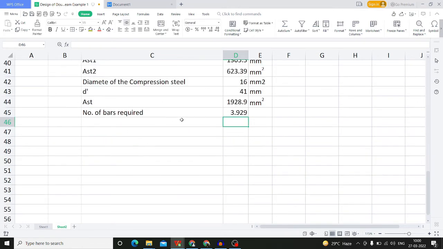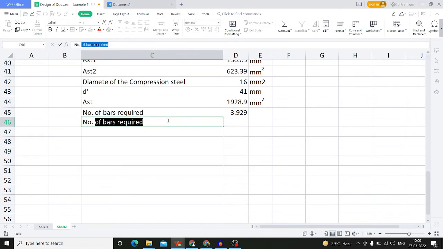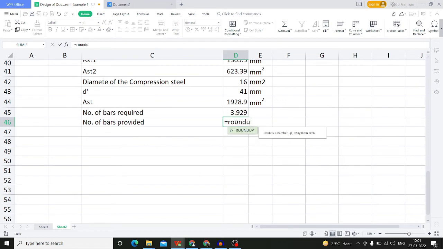So the number of bars required is 3.929, and you cannot provide bars in decimals. You can provide bars in numbers like 1, 2, 3, but not in decimals. We have to round up this value to a higher number. Number of bars provided equals the round up function.